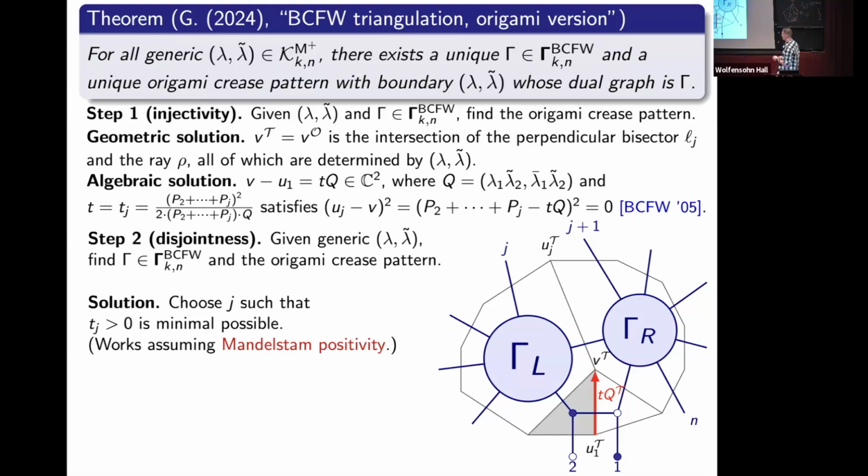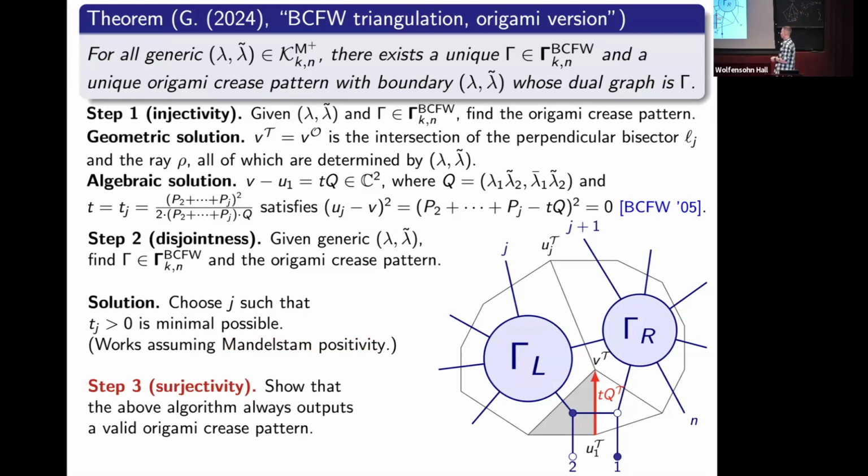And finally, these two steps give you an algorithm. It's a reconstruction algorithm for any lambda, lambda tilde. How do you recover the origami crease pattern? And so there is a third step, which is to show that for any generic point in this picture, if you run the algorithm, you get a valid origami crease pattern. In particular, you have to check that for this vertex here the sum of white angles is equal to the sum of black angles.